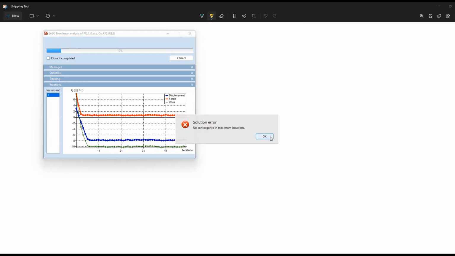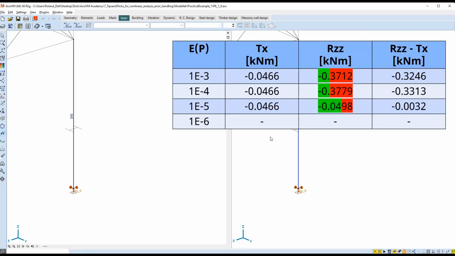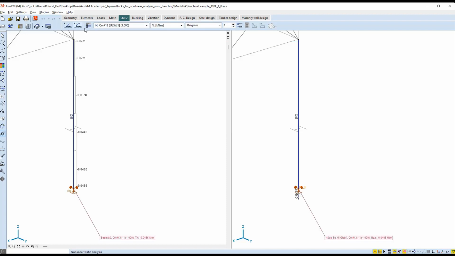The calculation doesn't converge. This very tight criterion cannot be fulfilled. It seems that the successive tightening of the force convergence criterion is not the right way to solve this problem. Now, as the second step of troubleshooting, a modification in the model is necessary. Our assumption is that we should modify the support rotational stiffness about the global z-axis.